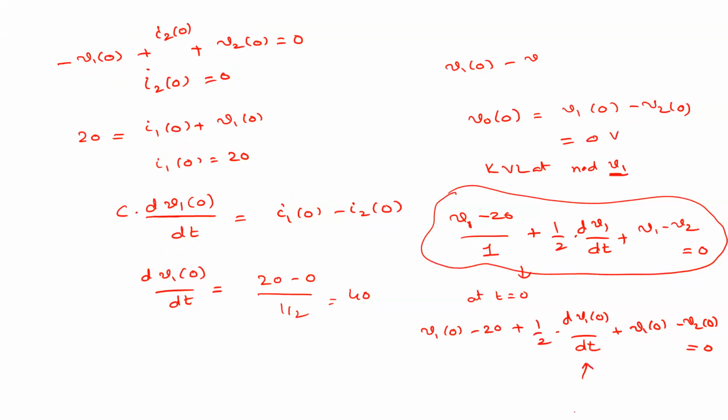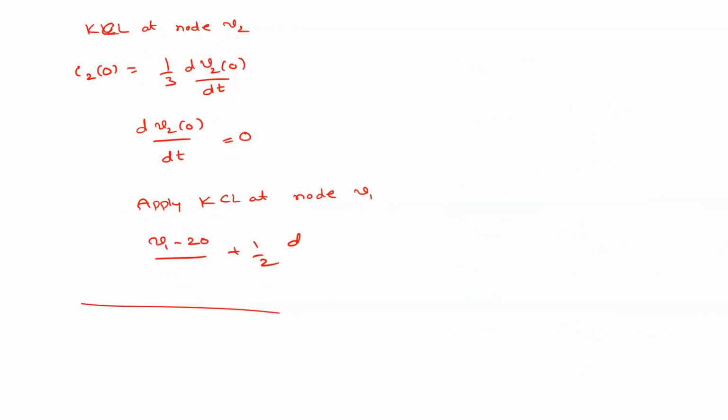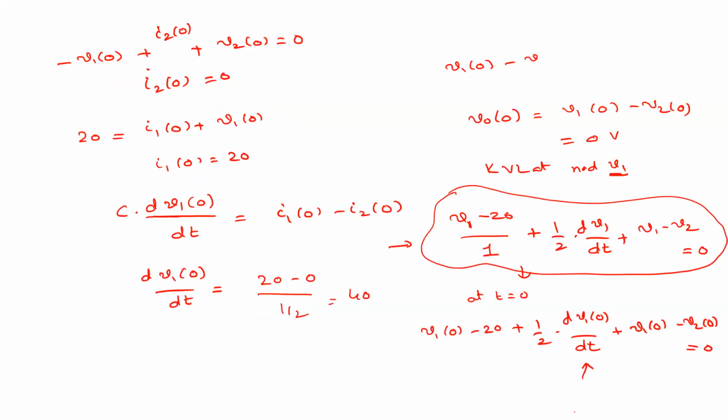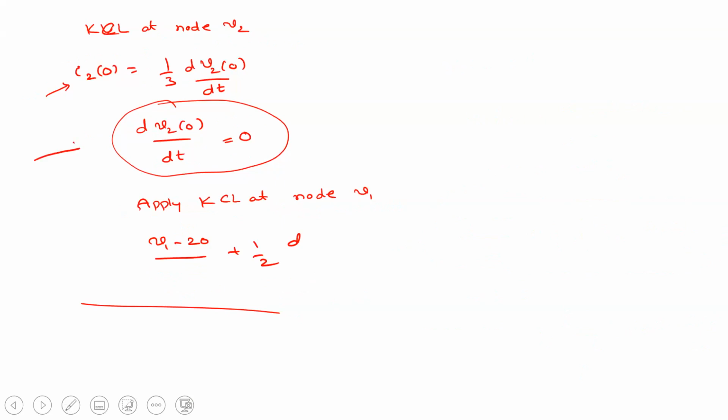Okay. So we have this additional equation. From that additional equation, you need to calculate I2 of 0. From that, you can calculate dv2 of 0 by dt, which is equal to 0. So now you understood, right? No need of doing this much lengthy exercise. Straight away use this one, and after that this one, and this one. These three steps are enough to calculate these things.